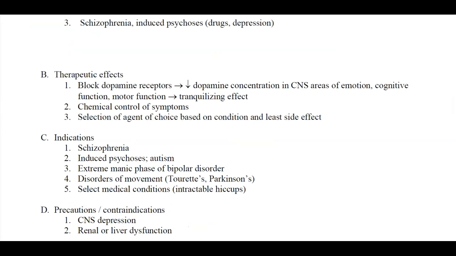Therapeutic effects of drugs used for psychotic states include blocking dopamine receptors. So this causes a decrease in dopamine concentration in the central nervous system of areas of emotion, cognitive function, motor function, therefore resulting in tranquilizing effect or calming effect. So these drugs result in chemical control of the symptoms. Ideally, when selecting the agent, the providers need to choose the drug that can treat a condition with the least amount of side effects.